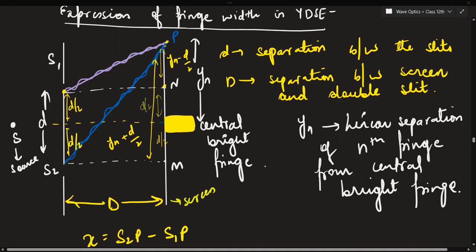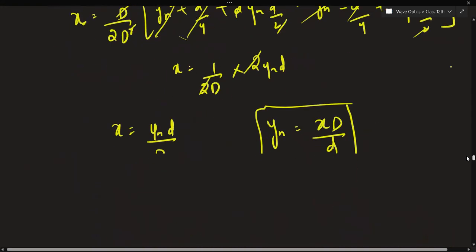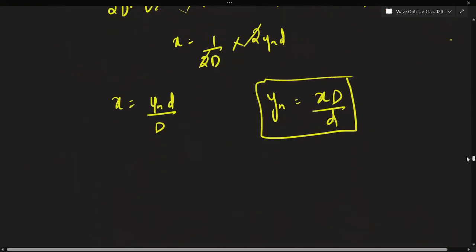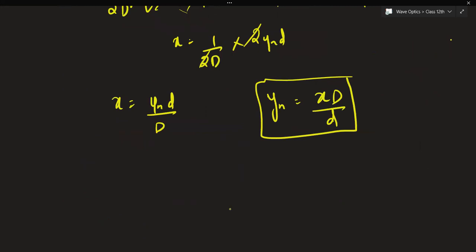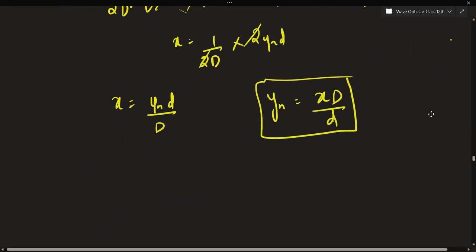At any point you want to find out the separation of the central bright fringe from any of the fringes, whether dark or bright, we have this expression we calculated: x is equal to yn small d by capital D, where yn is the separation from the central bright fringe to any of the fringes, x is the path difference, capital D is the separation between the slit and the screen, and small d is the separation between both the slits.